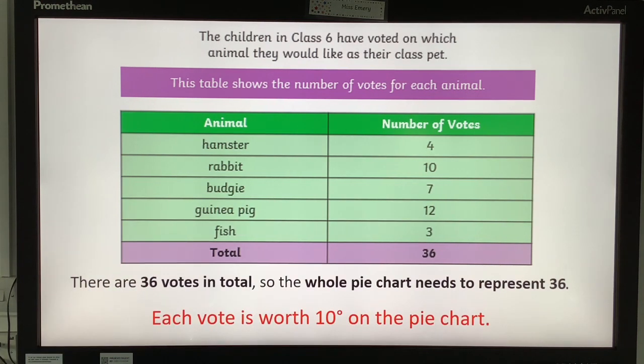If there are 36 votes represented in our pie chart, but the pie chart is 360 degrees because it is a full turn, then we know that each vote is going to be represented by 10 degrees of our pie chart. So out of the full 360 degrees, if there was a little segment that was 10 degrees, we would know that was 1 vote. Because if we have 10 degrees for every vote, and we were to add them all up, we would have our 36 votes, but we would have as angles, as degrees, 360 degrees.